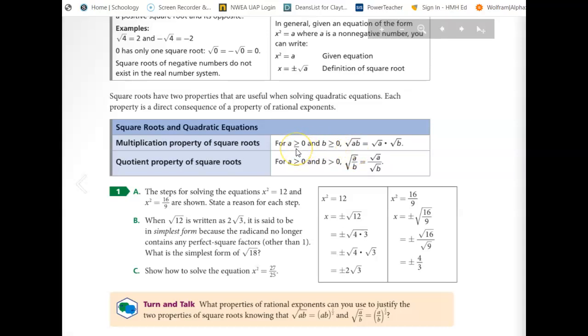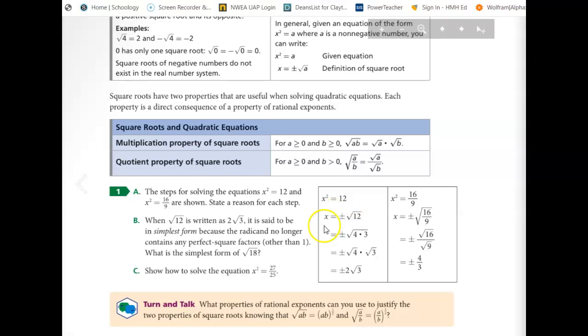So for a greater than or equal to 0 and b greater than or equal to 0, the square root of AB can be broken apart, and you can take the square root of each factor separately, okay? The quotient property of square roots says that if I'm taking the square root of a fraction, I can take the square root of each piece individually, all right? Same thing.